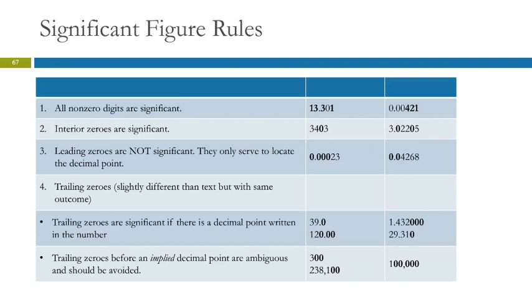So those zeros are ambiguous. We're not sure what the writer meant. 300. Well, was that measured to the nearest 1? Was it measured to the nearest 10? Or to the nearest 100? We can't tell for sure. It's ambiguous. So you get an ambiguous number like this, and to be on the safe side, we're going to assume the worst. And we're going to say they're not significant. But we're going to try to avoid them.